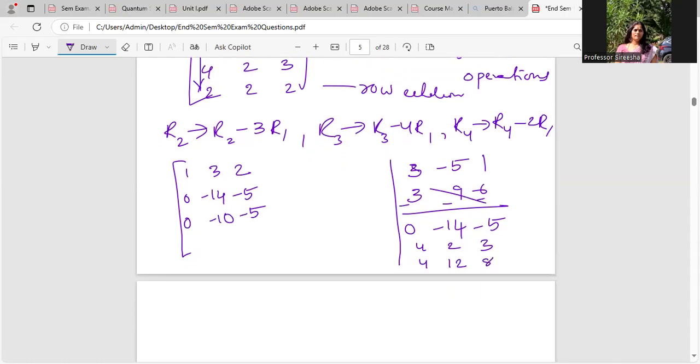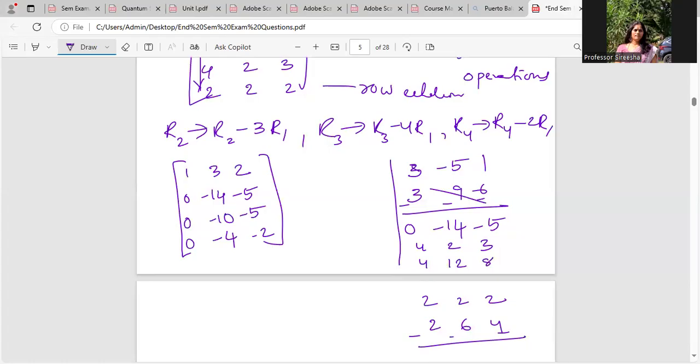The final operation on R4: 2, 2, 2 is what I have as R4. 2R1 would be 2, 2 3 is 6, 2 2 is 4. So I'll be subtracting. 2 minus 2 is 0, 2 minus 6 is minus 4, 2 minus 4 is minus 2. Okay.